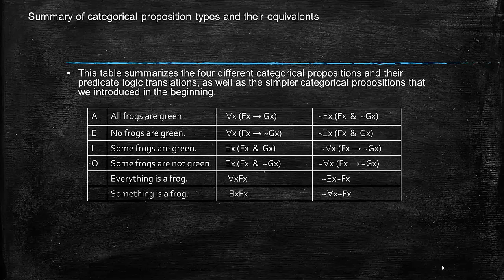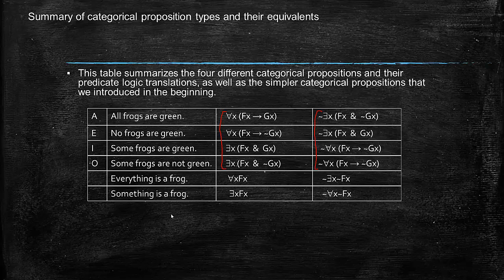All right, so this table here summarizes everything we've talked about. You've got the four categorical propositions and the standard ways of translating them right here. And then you've got the alternative translations on the other side, which involve using the alternative quantifier and the judicious use of negations.